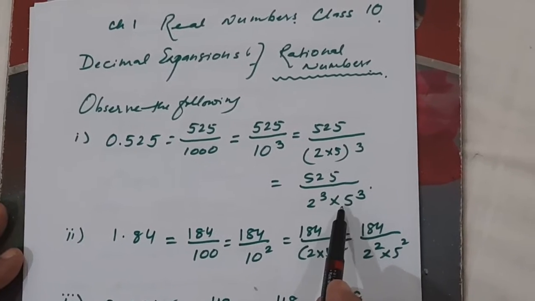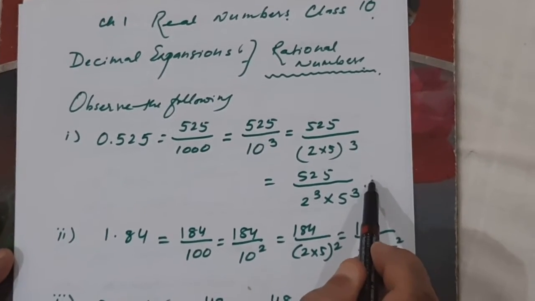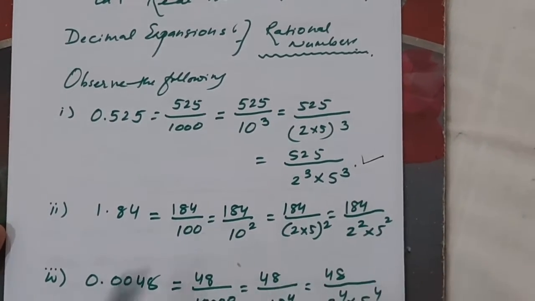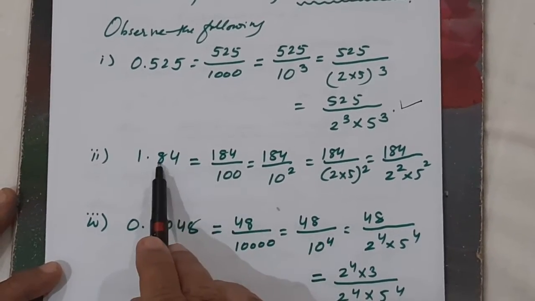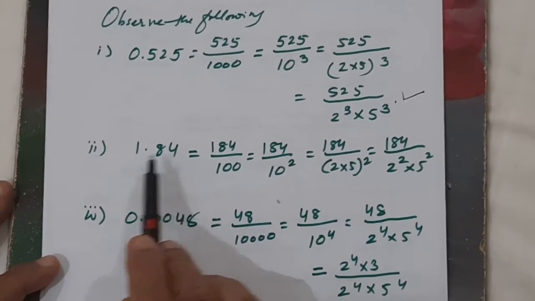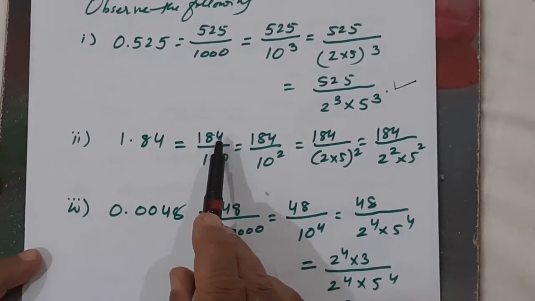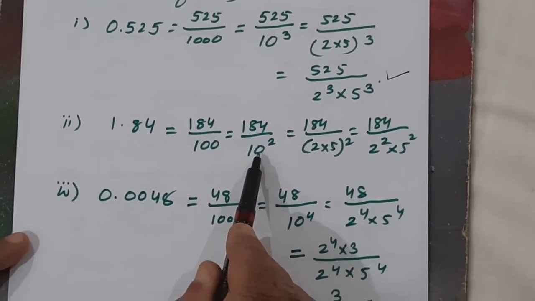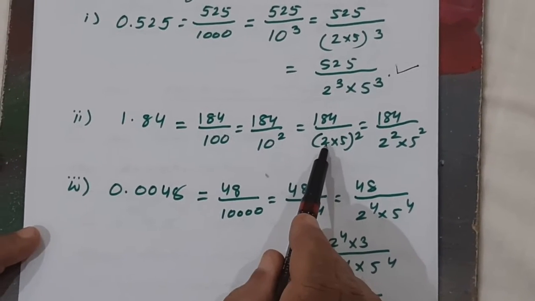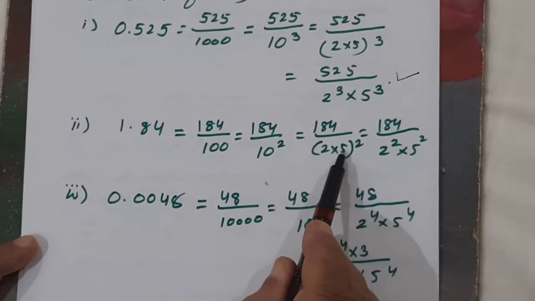Okay, so remember this point is very important. I will be discussing it after other examples. Now let us take 1.84. So 2 decimal places are there. 184 upon 100, that can be written as 10 raised to 2. 10 can be again split into 2 into 5, raised to 2.